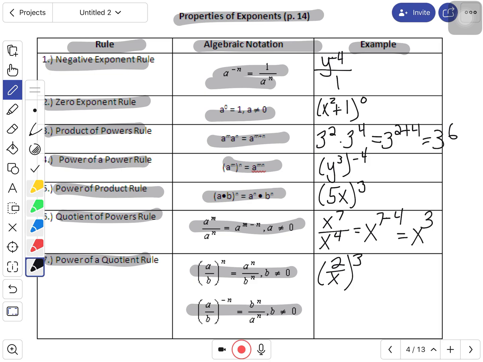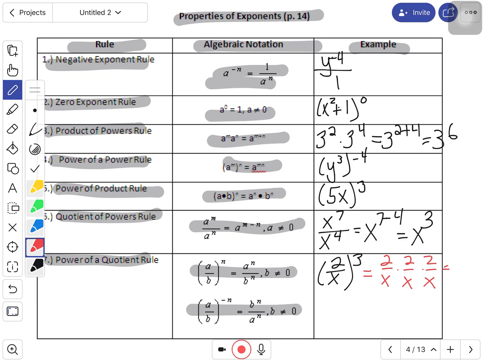We have other properties as well. We have our power of a quotient rule. And essentially, I could actually multiply 2 over x out 3 times if I wanted to do this problem the long way. So I would do 2 over x times 2 over x times 2 over x. When we multiply fractions, we multiply straight across. So if we did this problem the long way, here's how it would look. You don't need to write this part down, purely for your visual entertainment. So we would have 2 over x times 2 over x times 2 over x.